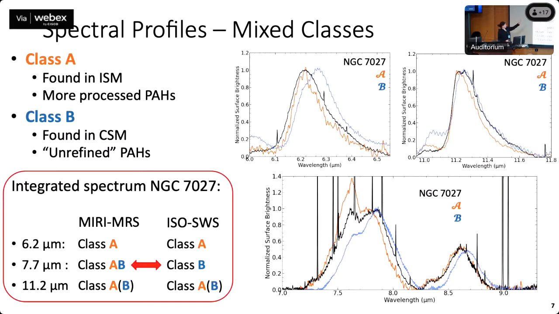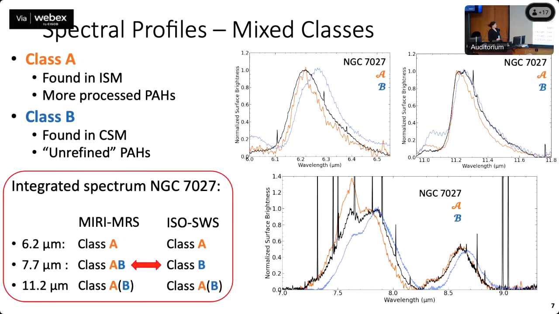So we see that NGC 7027 has a mix of classes depending on the feature we're looking at. If we start by looking at the 6.2, the black spectrum of NGC 7027 matches that of Class A. That's consistent with what ISO found in the past. Whereas if we look at the 7.7, which is on the bottom, we have an intermediate between Class A and B. So we designate it Class AB, which is different from what ISO found in the past. ISO found a pure Class B spectrum. And then finally in the 11.2, which is on the top right, we have an intermediate Class AB, which is consistent with what ISO found.